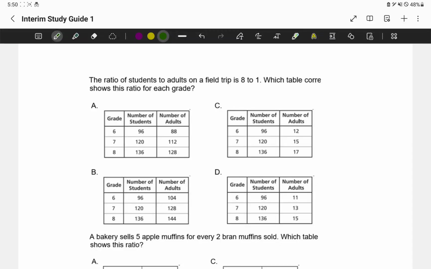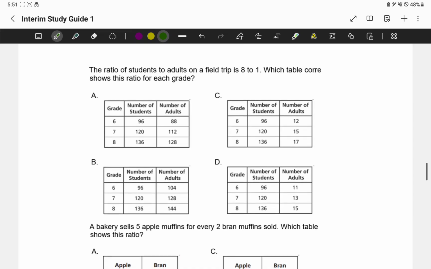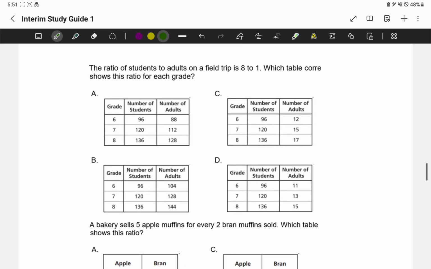Alright, so this is the second video for the study guide 1 for the interim. Now, this one should go a little quicker because these are relatively simpler questions, but yeah, we'll see. The ratio of students to adults on a field trip is 8 to 1. Which table, I love how the question gets cut off, correctly shows this ratio for each grade?